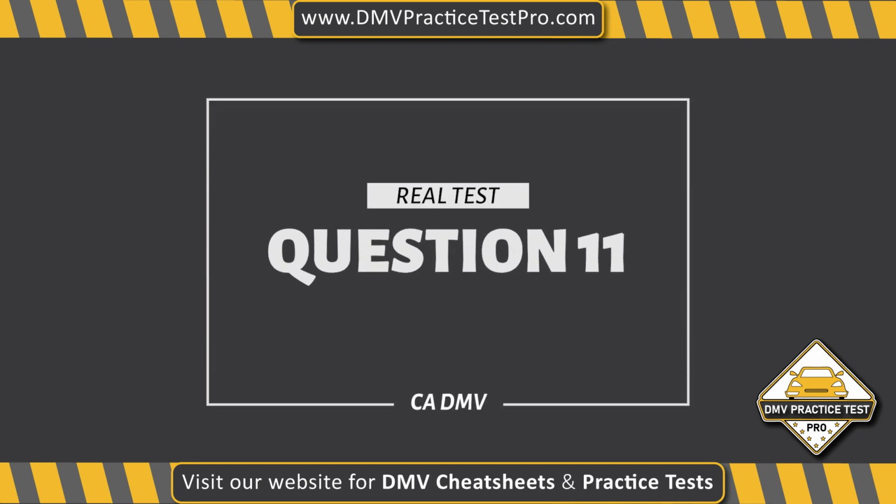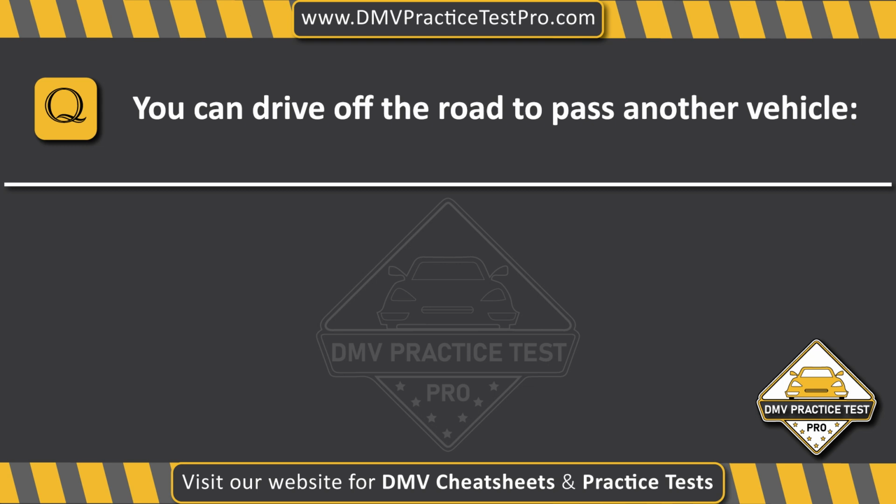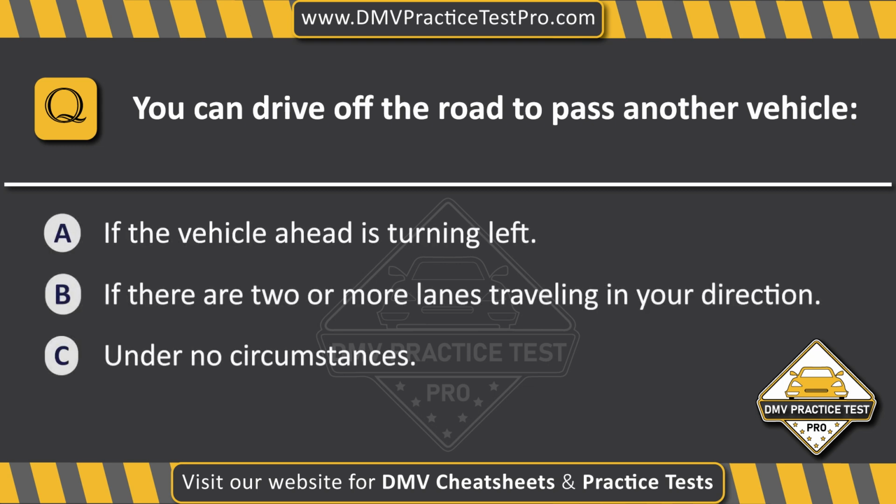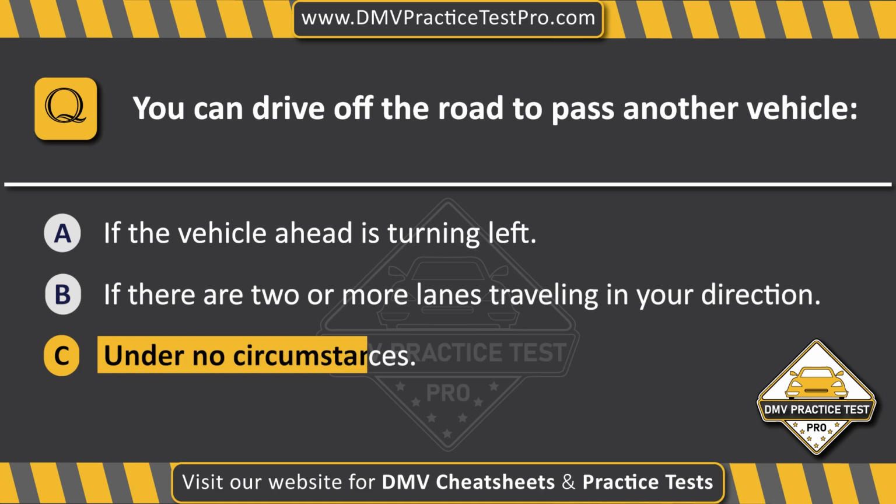Question 11. You can drive off the road to pass another vehicle. Option A, if the vehicle ahead is turning left. Option B, if there are 2 or more lanes traveling in your direction. Option C, under no circumstances. The correct answer is Option C, under no circumstances.